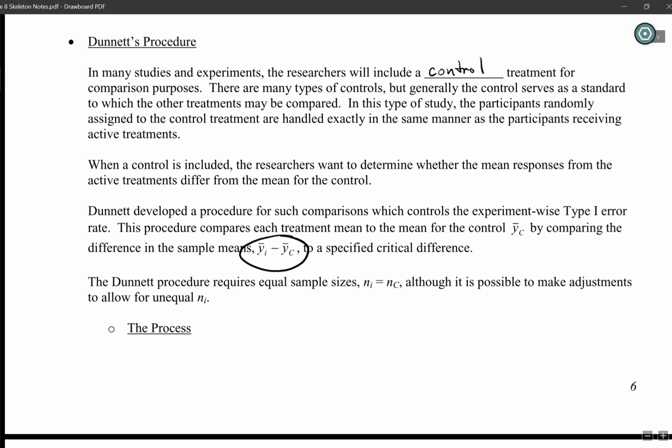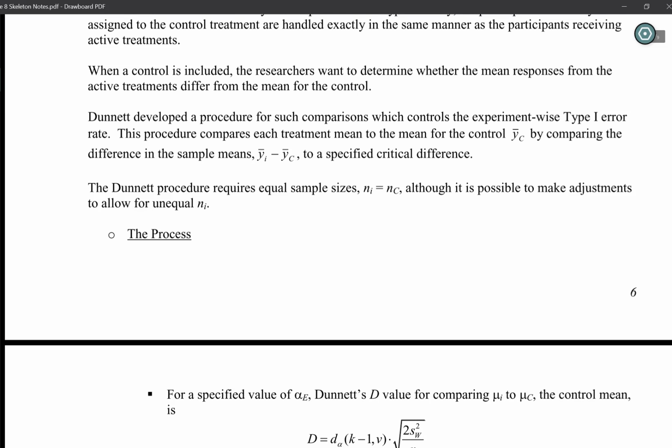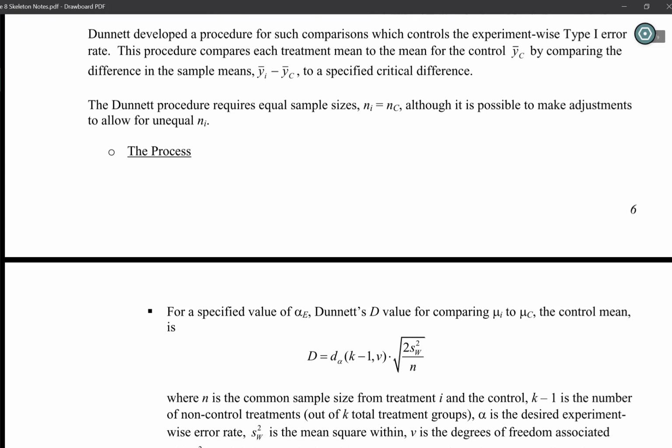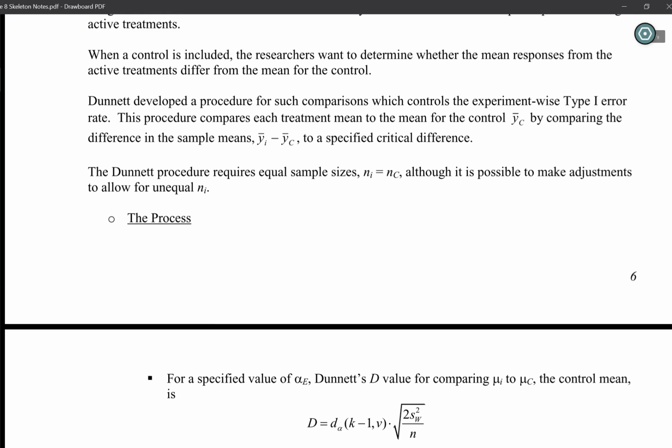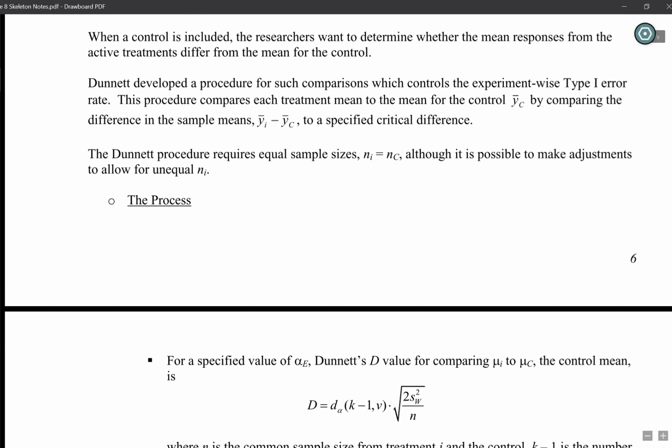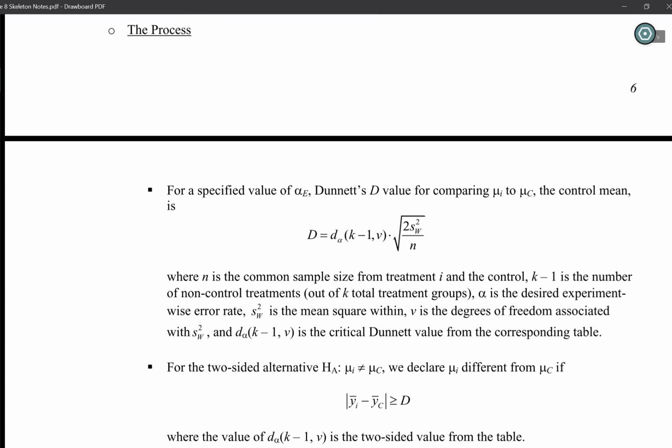In other words, yi bar minus yc bar. Okay, and the Dunnett procedure allows us to do that. Now, within this procedure we need equal sample sizes, although there are ways to allow for unequal sample sizes. And again, to be clear, this procedure controls the experiment-wise type 1 error rate for those different comparisons. The process here is, for a specified error rate alpha E, we specify Dunnett's D value, which is given by this formula here.